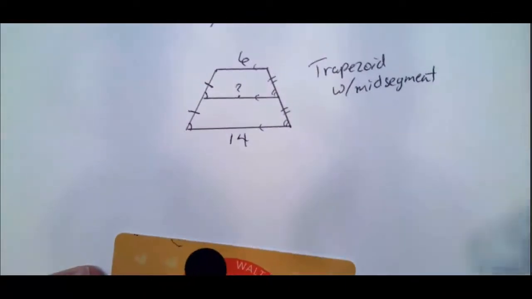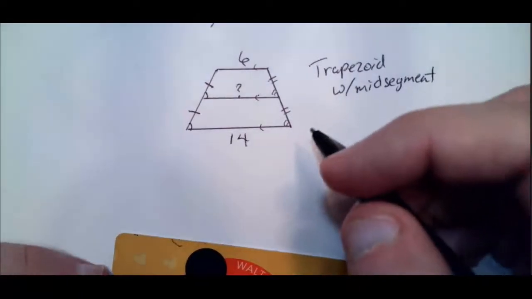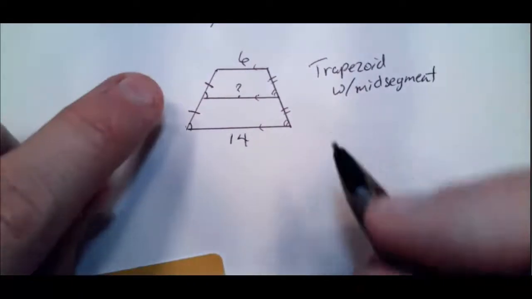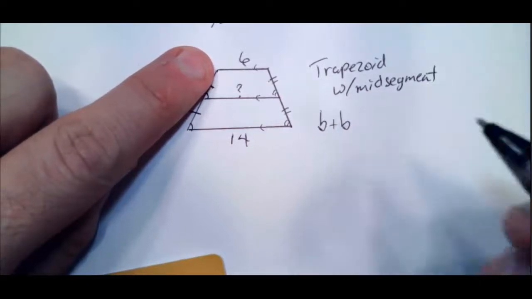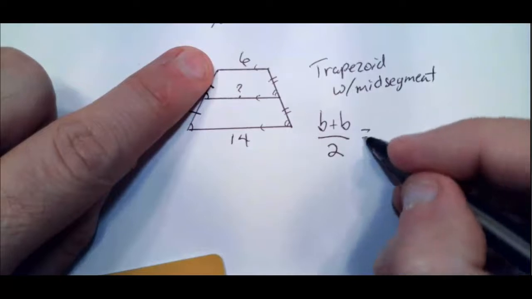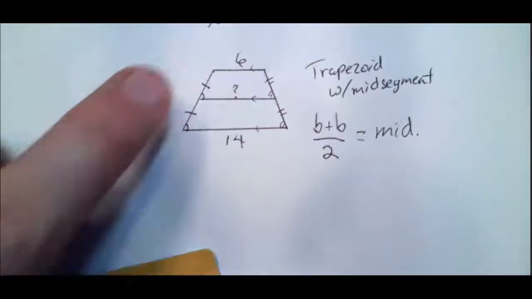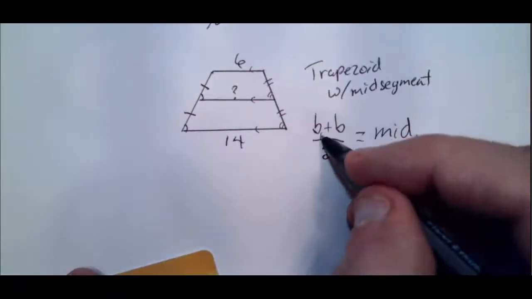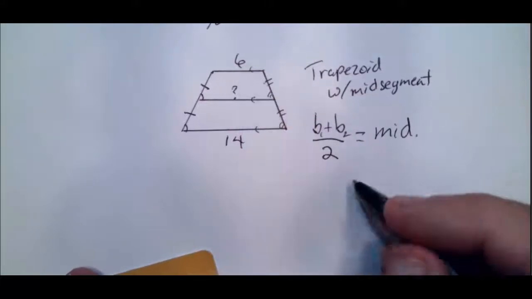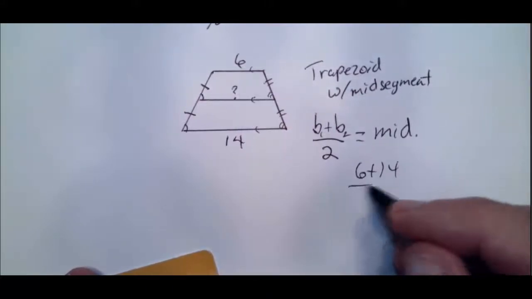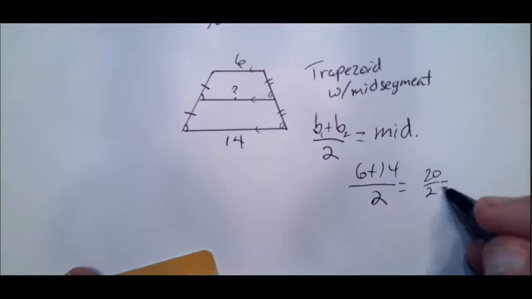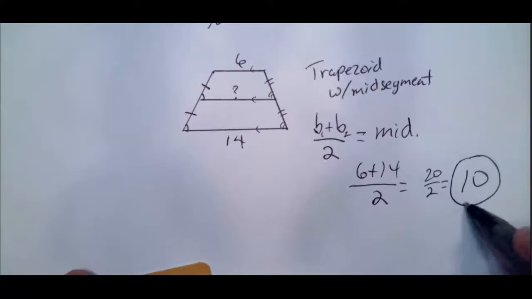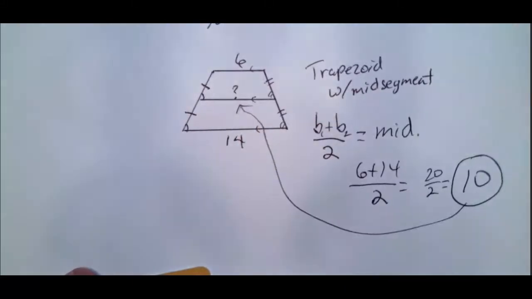Okay, but here's the main question. What is the length of the mid-segment? So there is kind of a formula that you can follow. If you take base plus base divided by 2, it will equal the mid-segment. So actually we'll call this base 1, base 2. Base 1 plus base 2 divided by 2. So 14 plus 6 is 20, divided by 2 is 10. So the length of the mid-segment is 10.